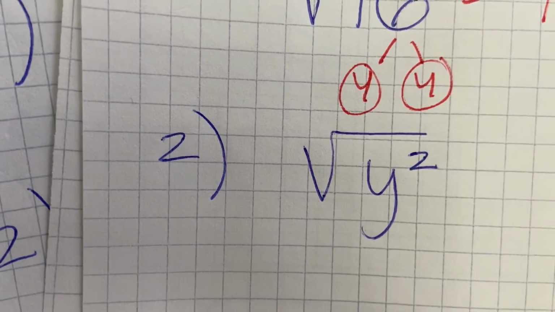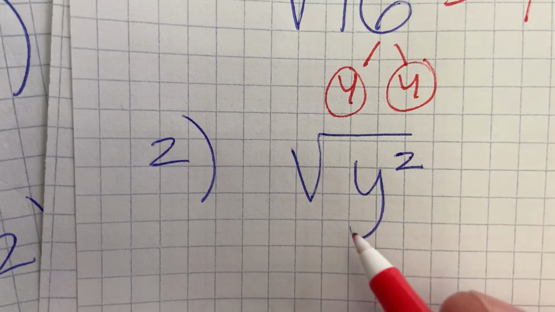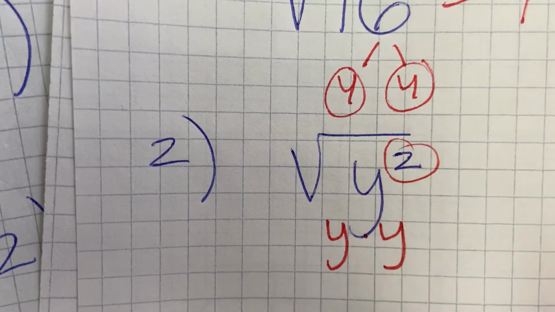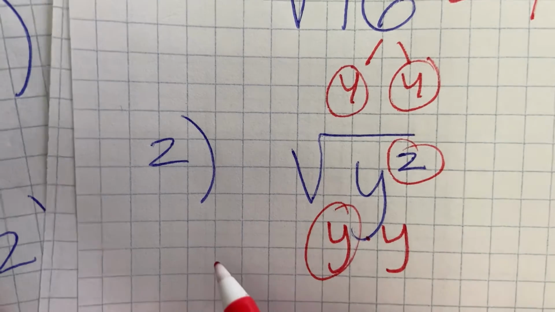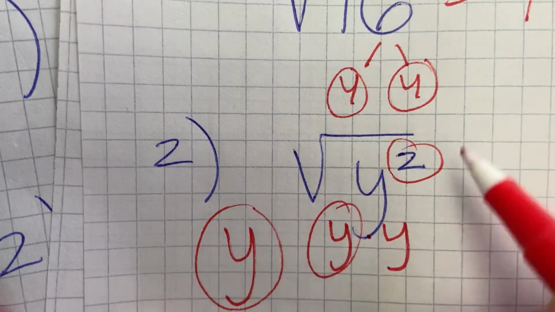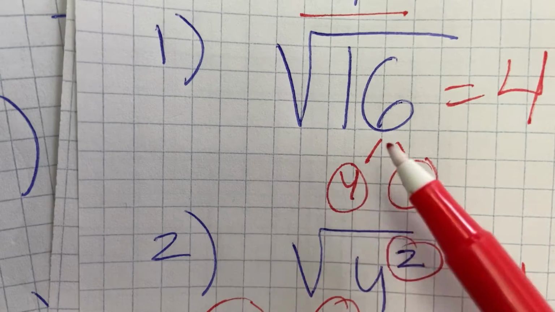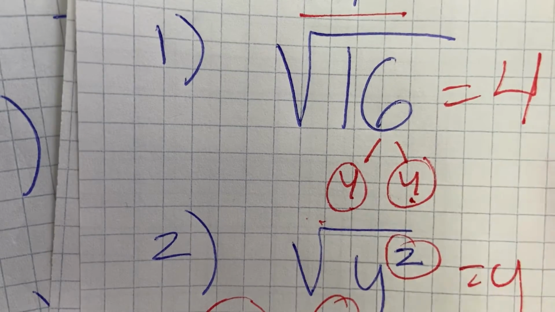So let's try this one. The square root of y squared. Well, y squared is y times y. That means there's 2 y's. So my answer would just be y, because we're finding the pair and there's one pair of y's. So the square root of y squared is y. Again, just like 16, because 4 times 4 is 16, that's the pair of 4's, so the answer is 4.